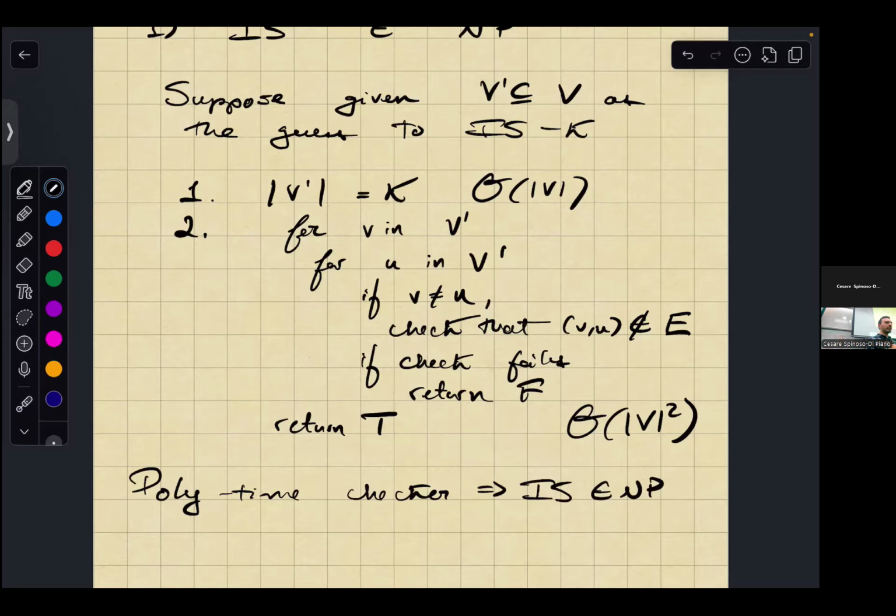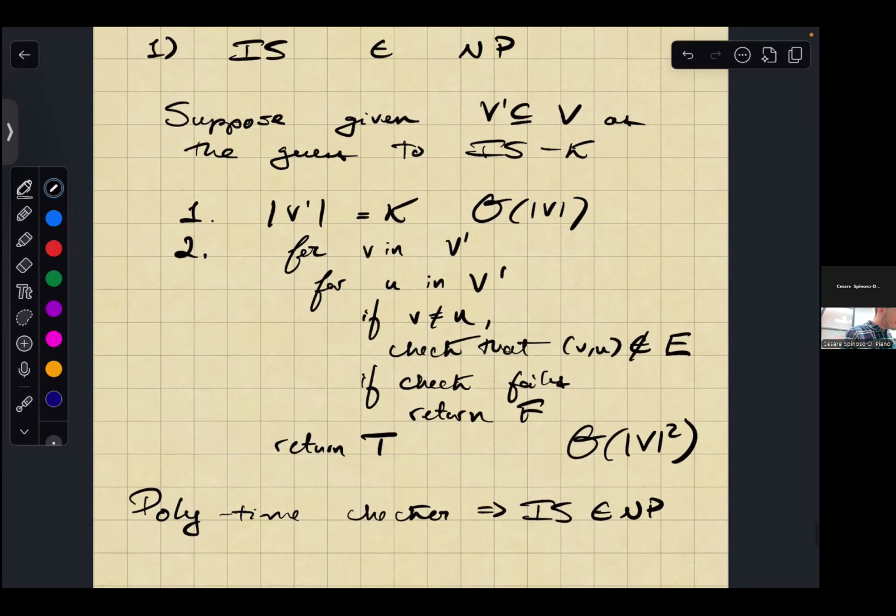Nice. It's so wild that you have to do this in 330, but it's like 4 loops in 330. Anyways, I shouldn't complain. Okay, so this is how you show that it's in NP. Is this okay with everyone? Okay, hopefully blank stares are good.